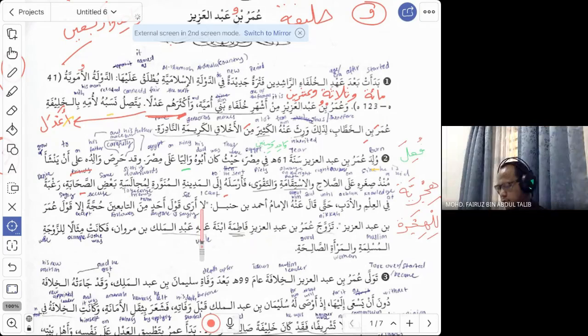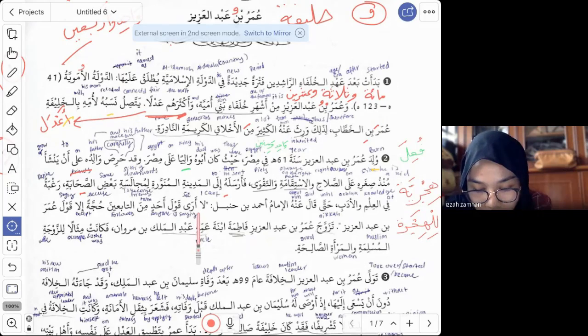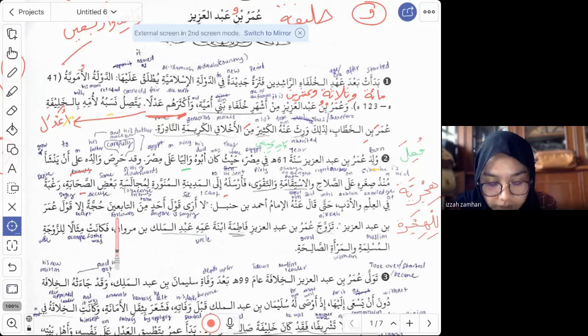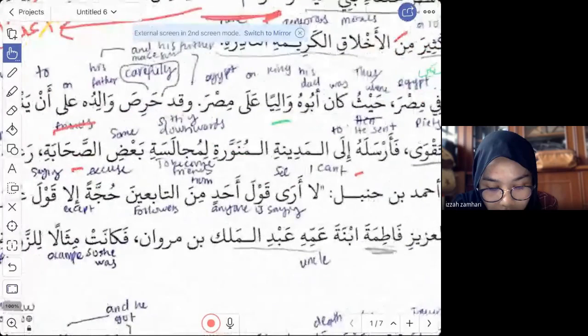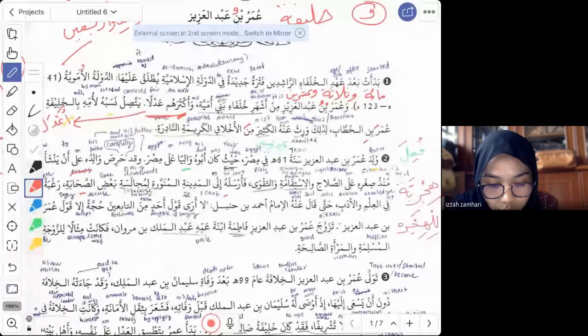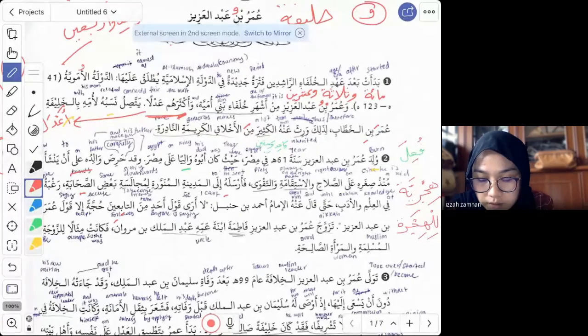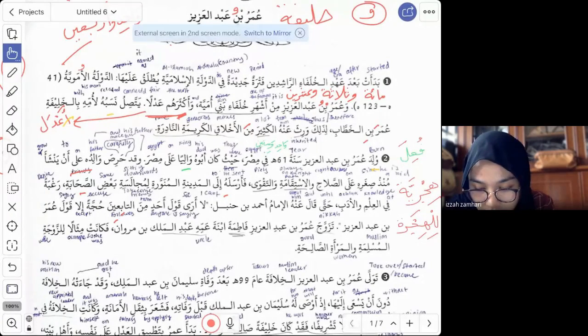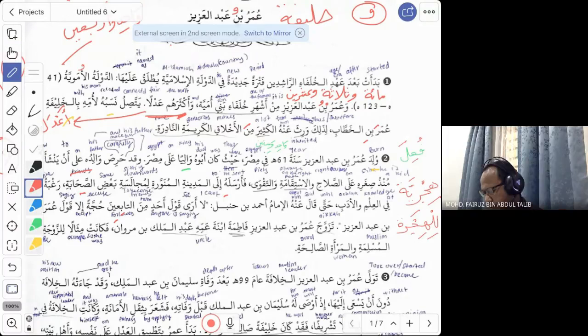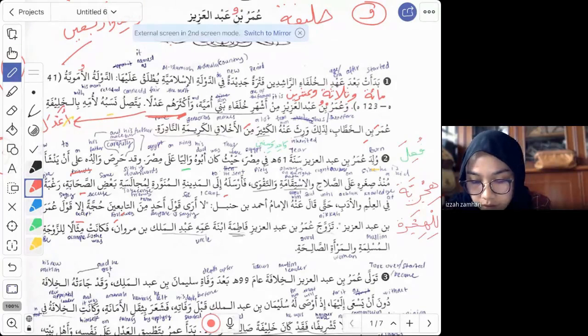Okay, continue. La aro qawla ahadin minat tabi'ina hujatan ila qawla Umar bin Abdul Al-Aziz. Tazawaj. Okay, translate. Okay. Yes.